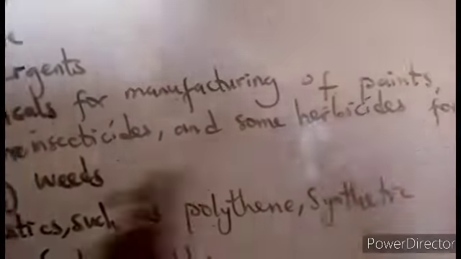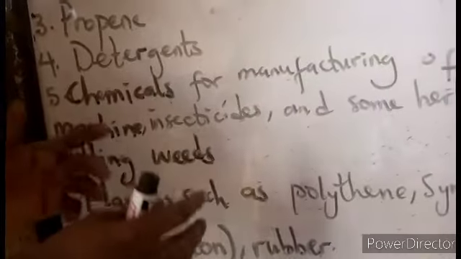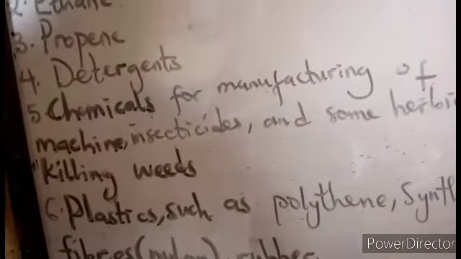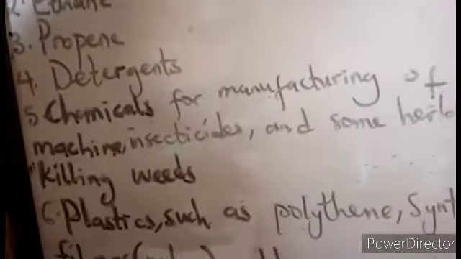So herbicide is for what? For killing weeds. You must have seen some people try to spray a particular place filled up with weed, and after the place has been sprayed, the weed will die naturally. You must have seen something like that. That's the use of herbicide.